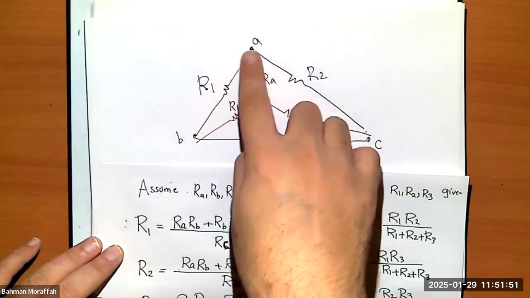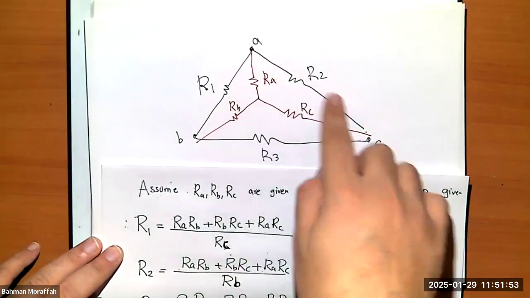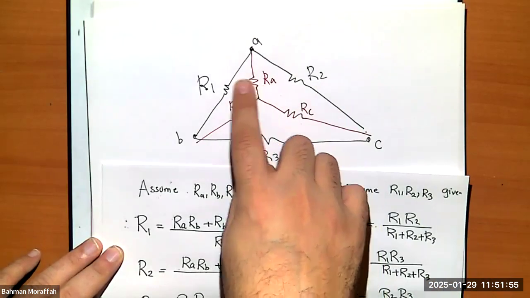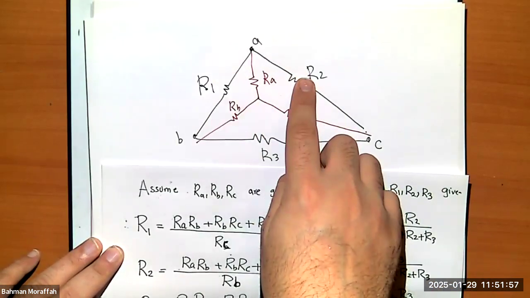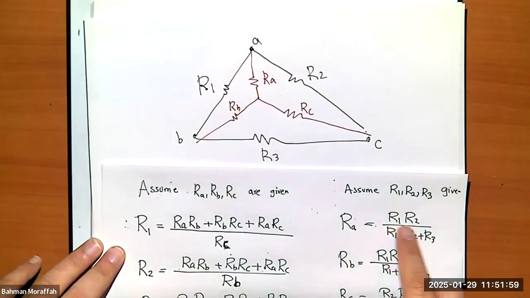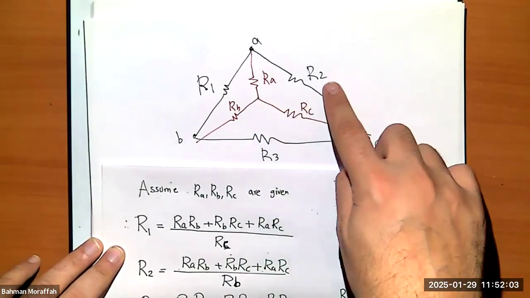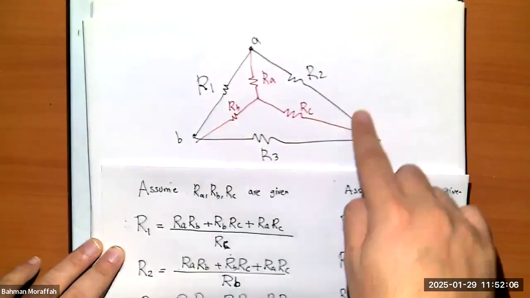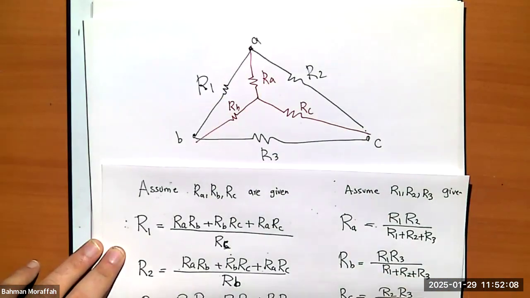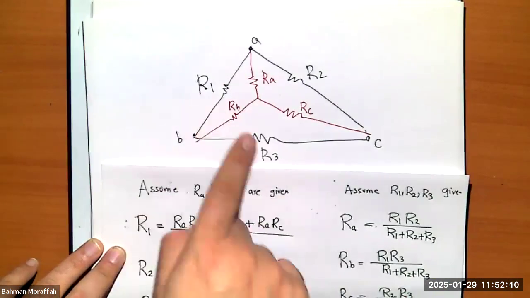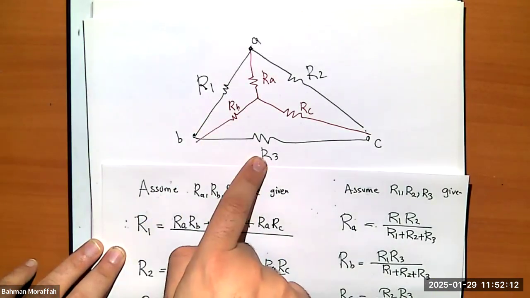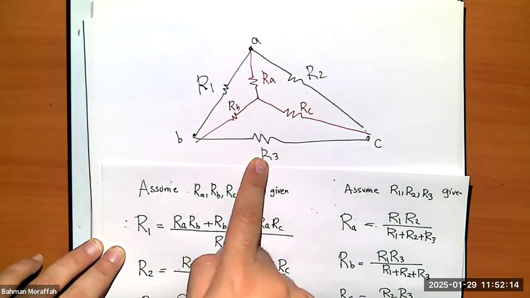Going from delta to Y is much easier because RA is between these two. So it's R1, R2 divided by the whole thing. RC here is R2, R3 divided by the whole thing. RB is between R1 and R3, so it's R1, R3.